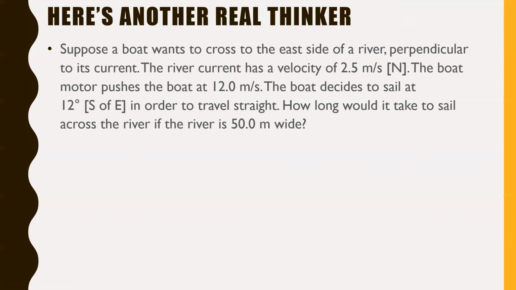The boat decides to sail at 12 degrees south of east in order to travel straight, right? So it's compensating for this river current pushing it north. So it's traveling a little bit to the south. How long would it take to sail across the river if the river is 50.0 meters wide?